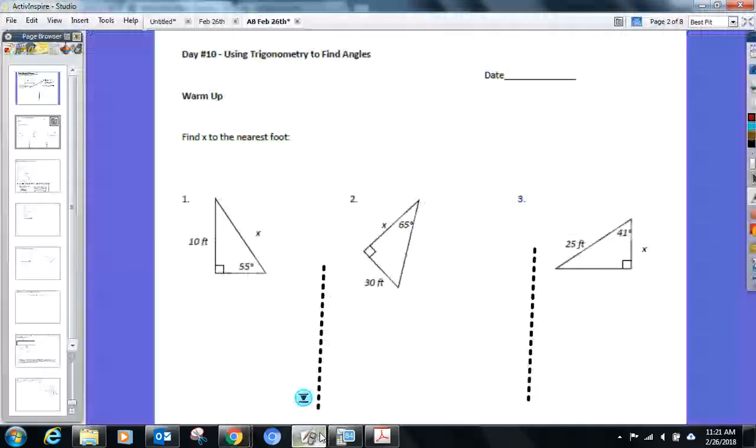Okay, let's start. What ratio did you use for number 1? Sine ratio, yep. And what did we get rounded to the nearest foot? 12 feet. Questions before I move on? Sine, should have used sine, got 12 feet out. Okay, 2.